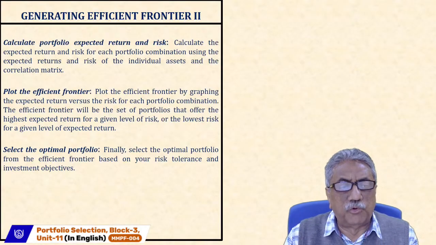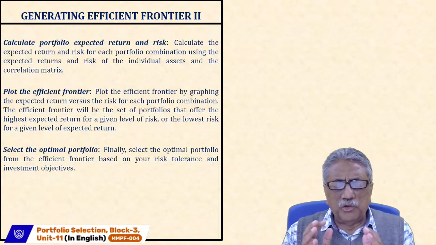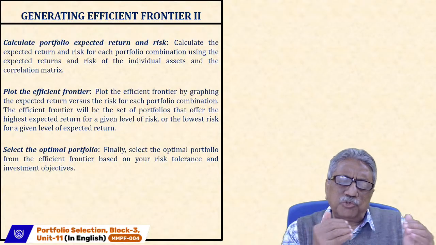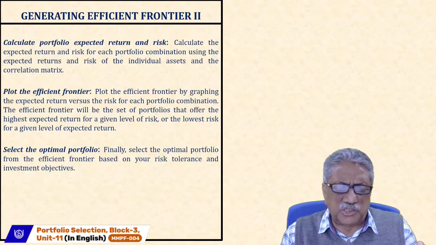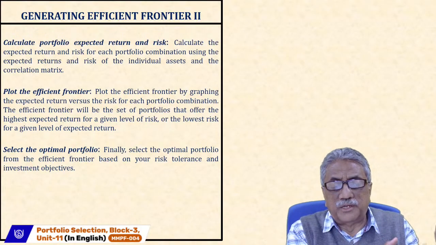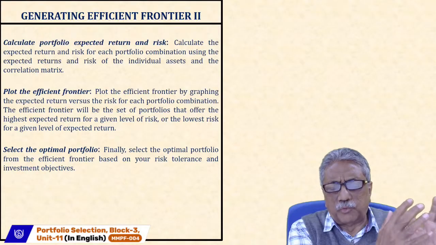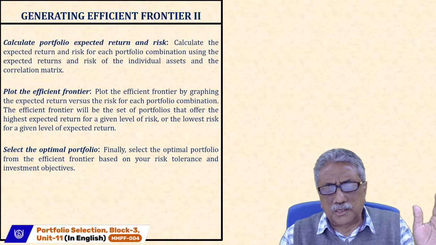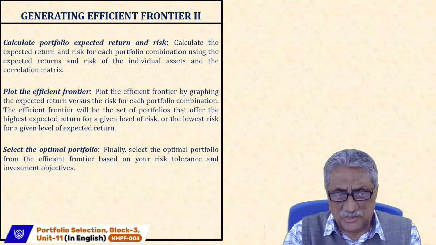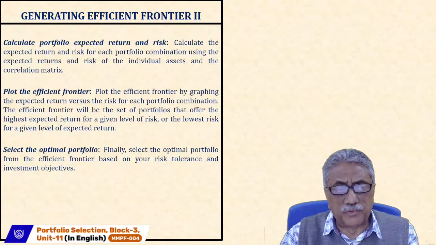Now select the optimal portfolio. Finally, select the optimal portfolio from the efficient frontier based on your risk tolerance and investment objectives. For a given level of different types of risk, you have chosen some stocks. Now, there are 5,000 stocks, you can choose a lot. Let us focus on A and B, two stocks. You will be forecasting the future return, and then you will find the return of the portfolio at this risk. So you have different dots in the graph. One side is risk, one side is return.